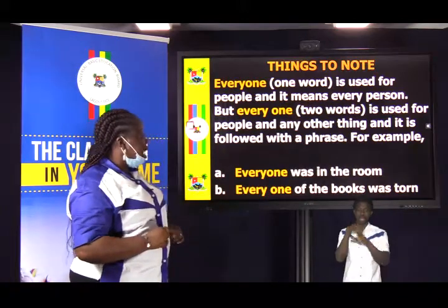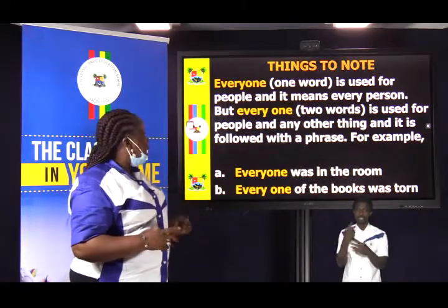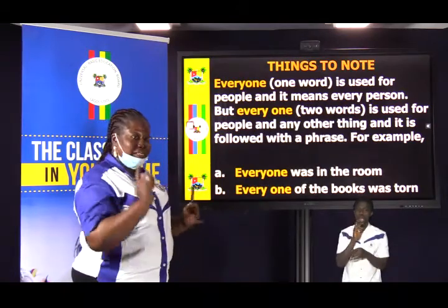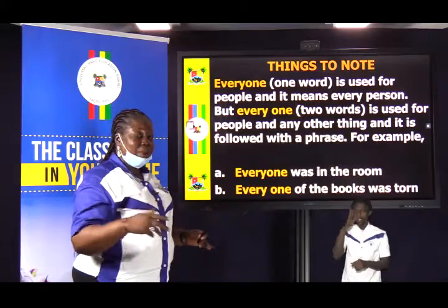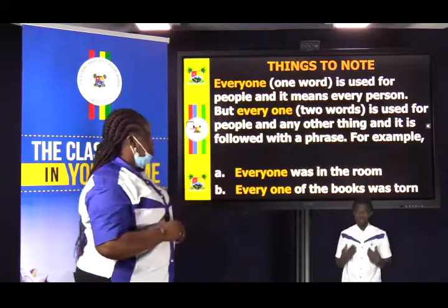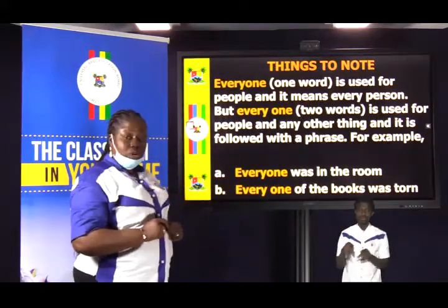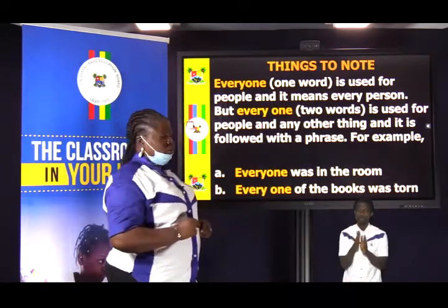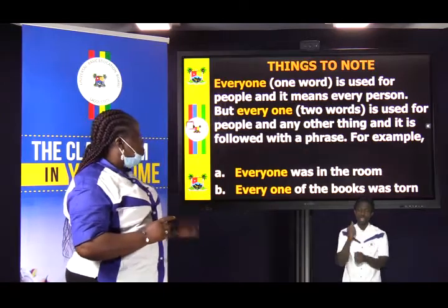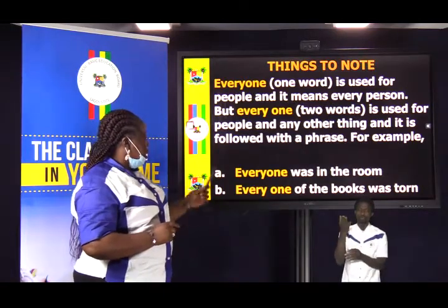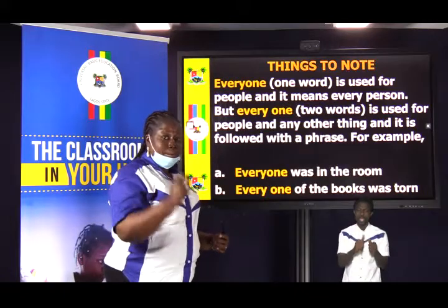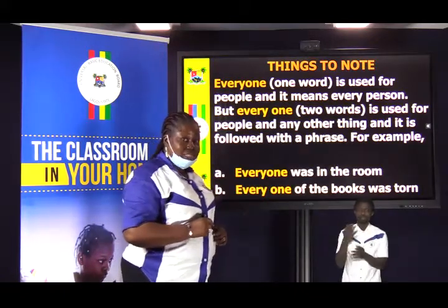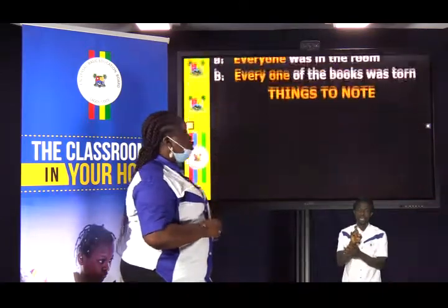Look at the sentence. Everyone was in the room. It means every person. Ade, Bola, Daddy, Mommy, Grandma, Grandpa. Everybody, every person, everyone was in the room. Every one of the books was torn. Every one, one by one, every one of the books was torn. Did you get that? Brilliant, children.